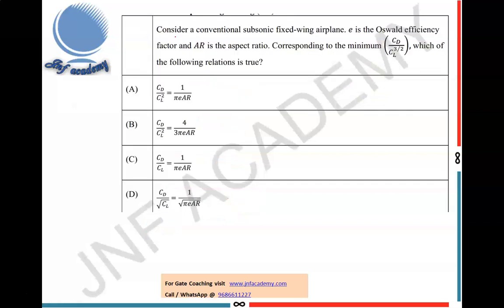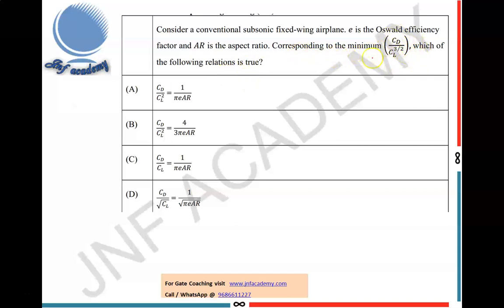Moving on to the next question. It's also a very easy question. It does not have a lot of performance inside it. Actually, it's kind of a mathematical question only. What is asked in the question: consider a conventional subsonic fixed wing aircraft. E is the Oswald efficiency factor and AR is the aspect ratio. Corresponding to the minimum CD by CL^(3/2), which of the following relationships is true?